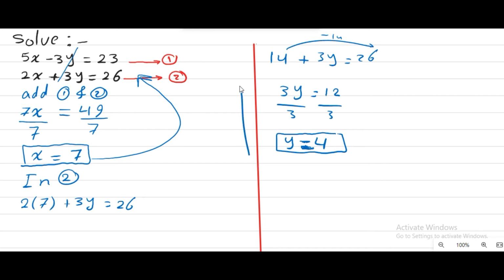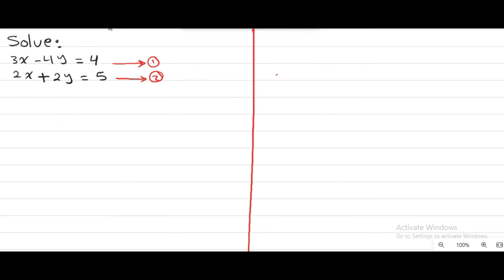Question 2. Solve 3x minus 4y equals 4, it's equation 1. 2x plus 2y equals 5, equation 2. Here we'll solve these two equations simultaneously by using the elimination method.